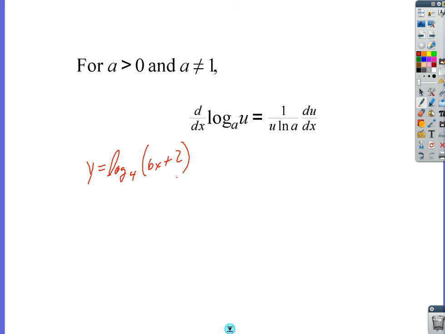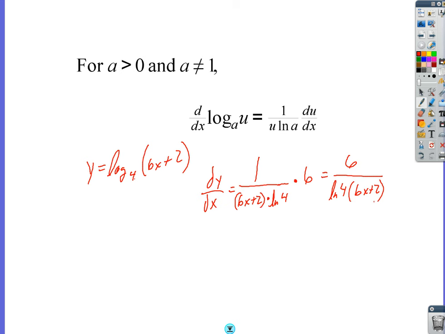What it's telling me to do, to find dy dx, or my derivative y prime, is to take 1 over u. Well, what's u? U is my function, 6x plus 2, times ln of a, my base, so ln of 4, times, again chain rule, the derivative of my function, which is 6. All of that is equal to 6 over ln of 4 times 6x plus 2.